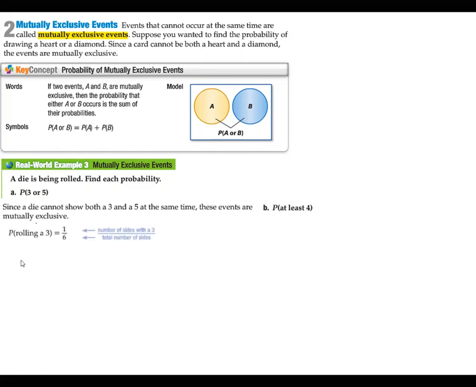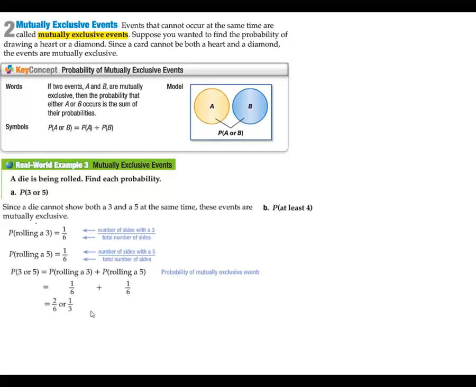So the probability of rolling a 3 is 1 out of 6. A 5, same thing, 1 out of 6. So rolling a 3 or a 5, you just add those together and you get 2/6 or 1/3, which is about a 33% chance of rolling a 3 or a 5.